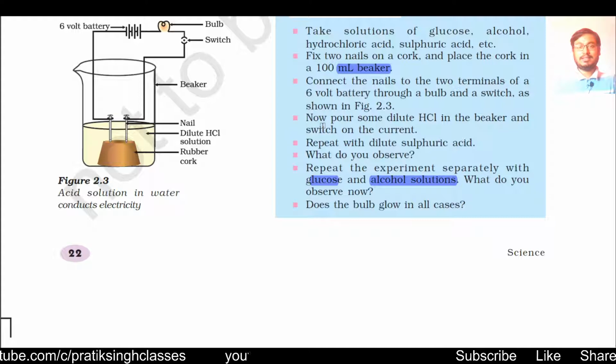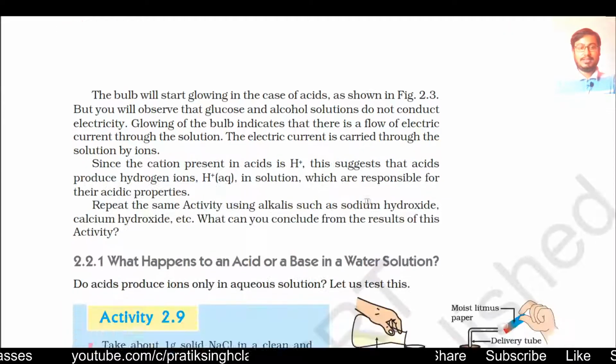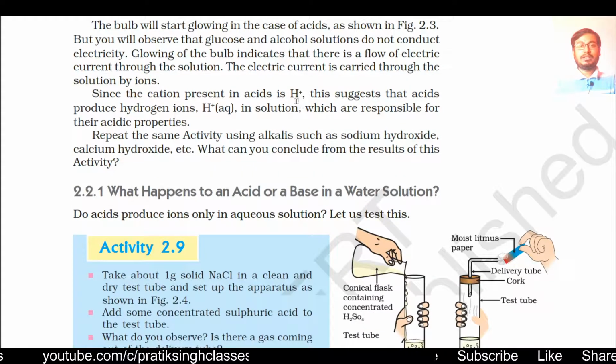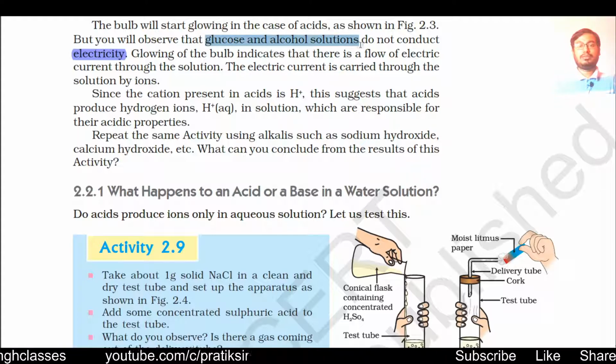In the first two cases, when we have used dilute HCl and dilute H2SO4, the bulb has glowed. About these two things, glucose and alcohol, what happens is given here. The bulb will start glowing in case of acids, but you will observe that glucose and alcohol solutions do not conduct electricity. See, it is given: glucose and alcohol solutions do not conduct electricity.